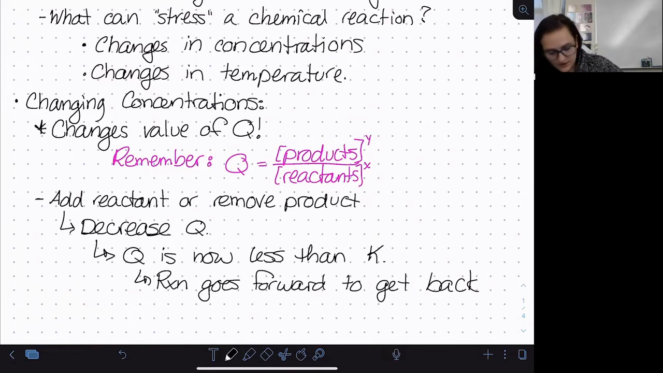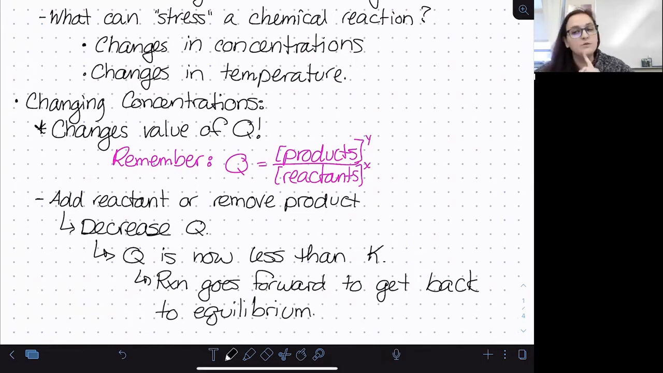So no matter what you do, your system is going to try to get back to equilibrium however it can, whichever way it needs to shift in order to do that. So whenever you either add a reactant or remove a product, you can expect to see that your reaction is going to go in the forward direction or produce more product in order to get back to equilibrium.